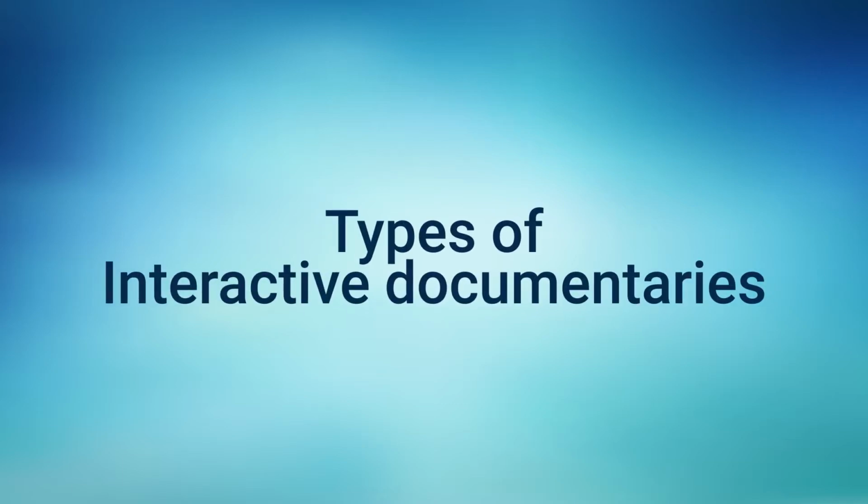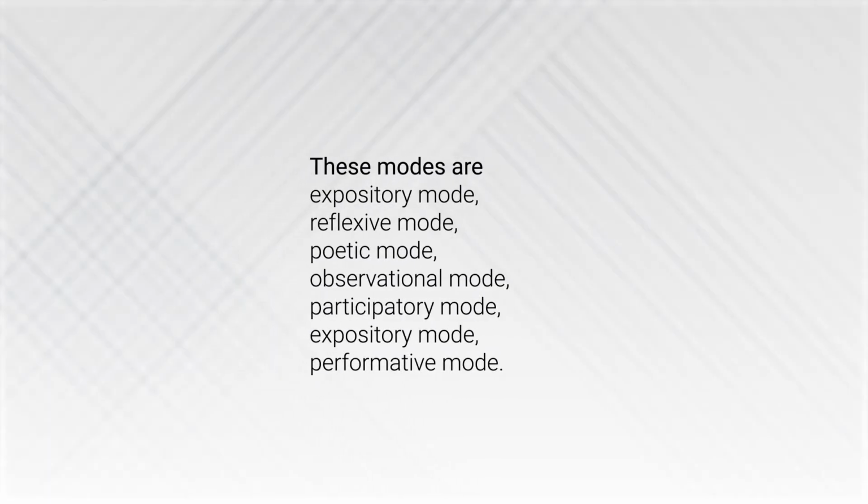Types of interactive documentaries. Bill Nichols in 2001 identified six modes of documentary, but the classification is based on the classical documentary form. These modes are expository mode, reflexive mode, poetic mode, observational mode, participatory mode, and performative mode. Though the case of interactive documentary is different due to its interactivity and the technology, this perspective can be applied to understand iDocs to some extent.